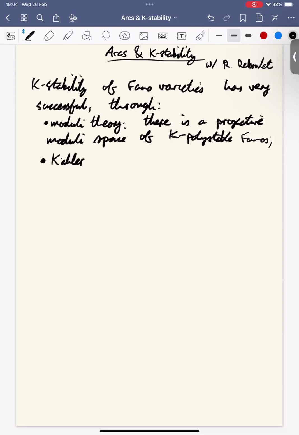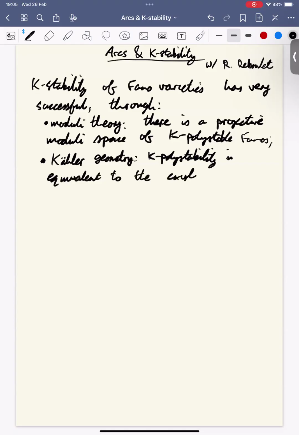Also, really, actually, the historically original motivation for K-stability was instead through Kähler geometry. So here, the point is that K polystability was proven around 2012. So this is actually equivalent, again, on a Fano variety, to the existence of a Kähler-Einstein metric. So kind of natural Kähler metrics that you might come up with, they exist on a Fano variety precisely when the variety is K polystable. So these are very important just from Kähler geometry, so complex differential geometry of algebraic varieties.